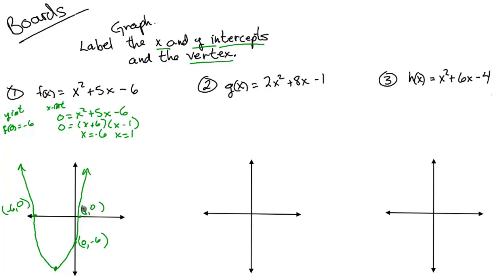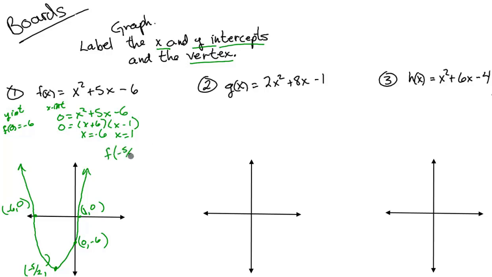So we can either average these. Negative 6 plus 1 is negative 5, divided by 2 is negative 5/2. That's one way you can see what the x coordinate is. Or you can take that negative b over 2a thing. Negative 5 over 2 times 1 will give you negative 5/2. Cool. Well, let's stick it in and see what we get.